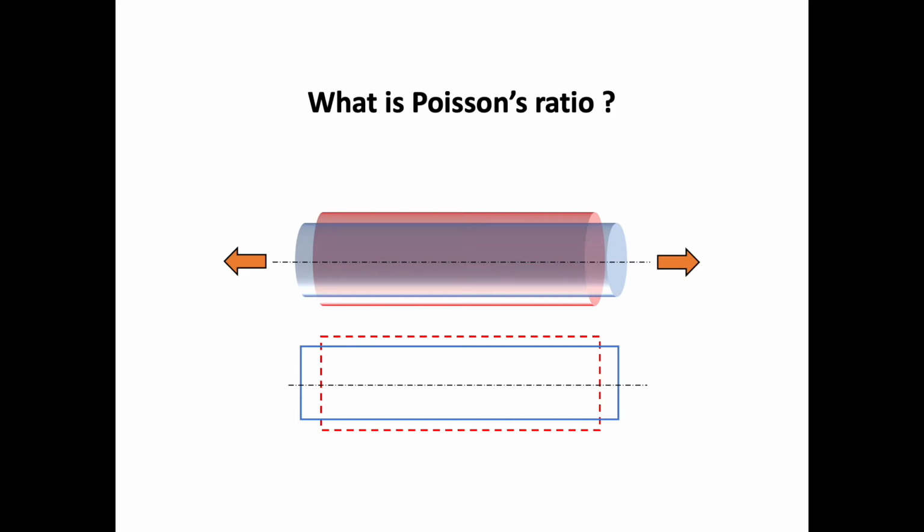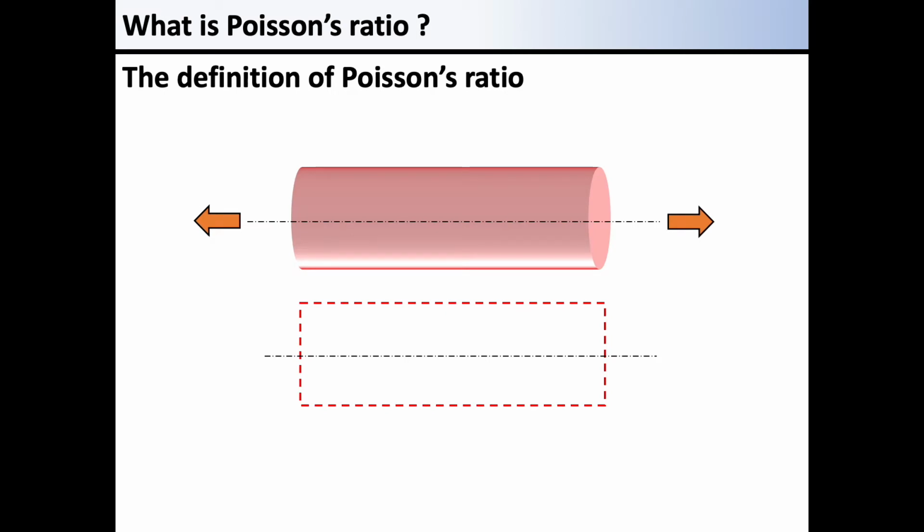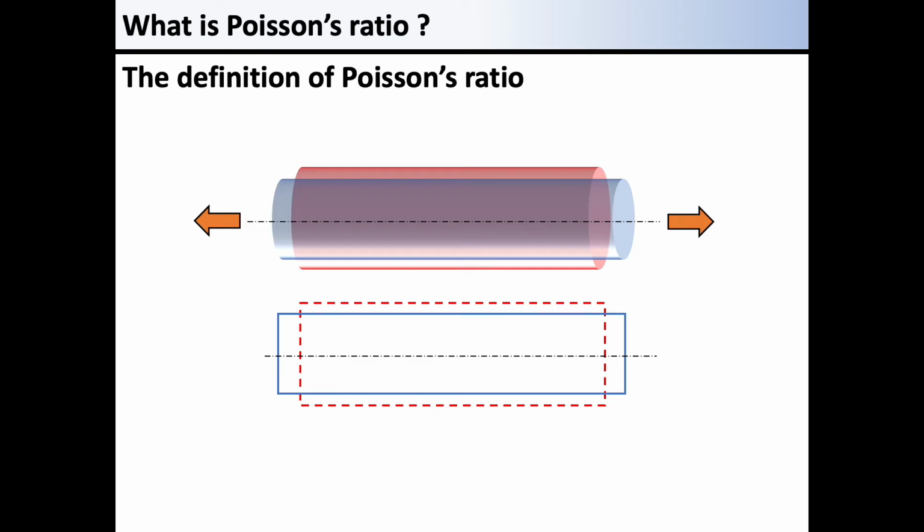Next is about Poisson's ratio. The Poisson's ratio may be a little confusing for beginners. Imagine that you are pulling a bar. Then, can you imagine the bar becomes thinner? It should not be so surprising.